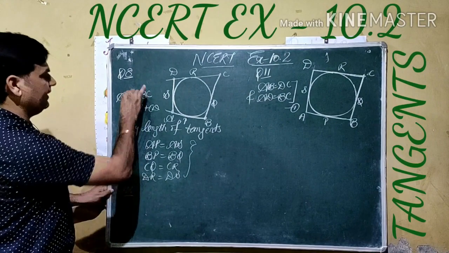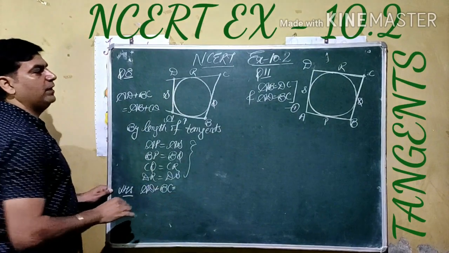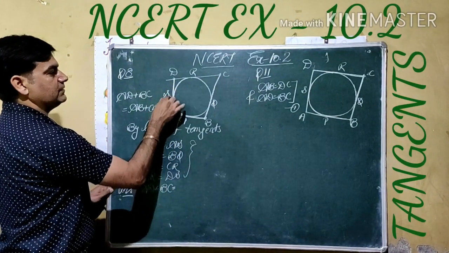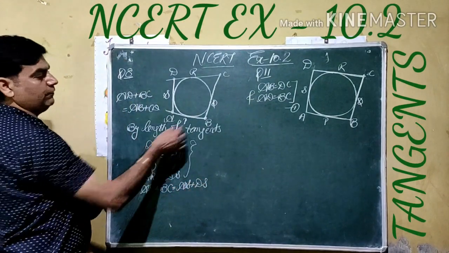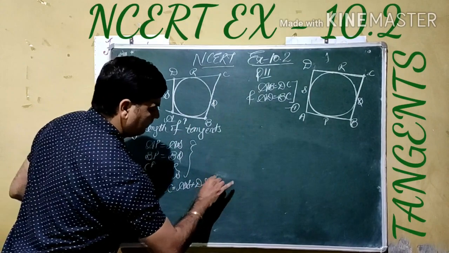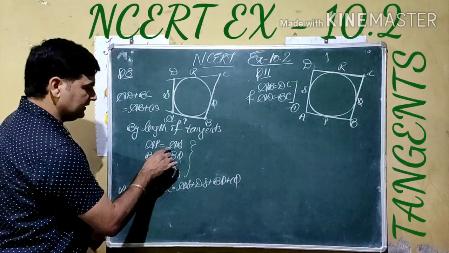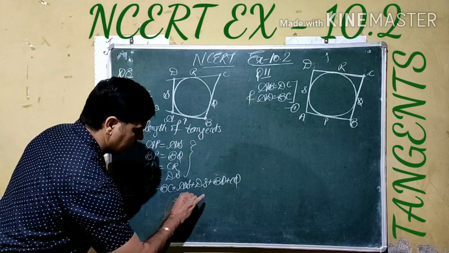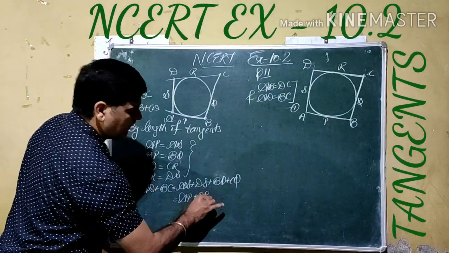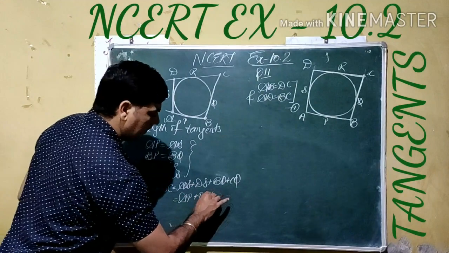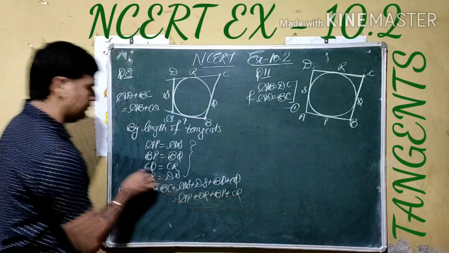Suppose we are taking here this side, AD plus BC. AD from the figure is AS plus DS. And BC from the figure is BQ plus CQ. If we see the result from here, AS is equal to AP, replace it. DS is equal to DR. BQ is equal to BP. CQ is equal to CR. We just replace the values from the above result.